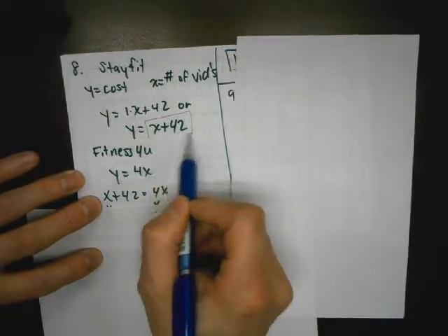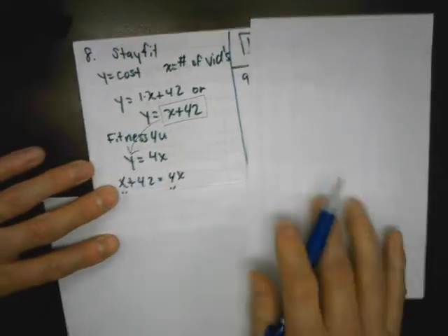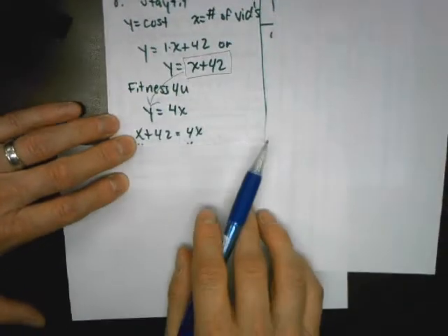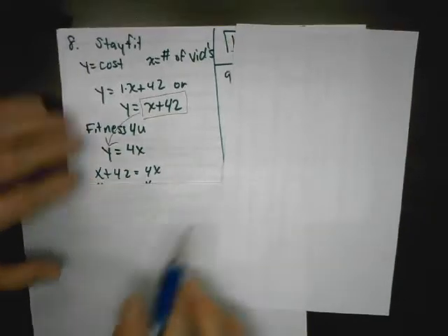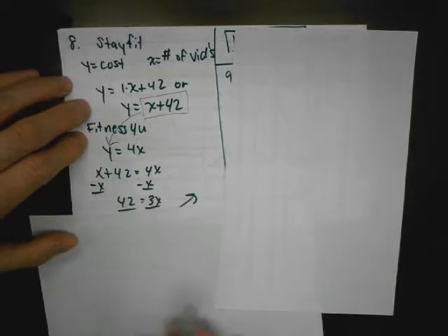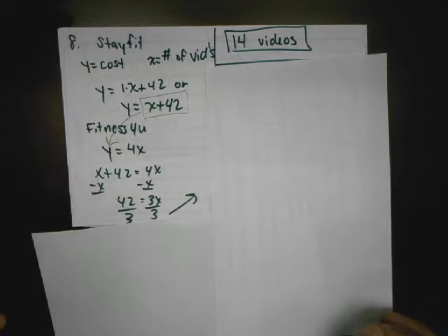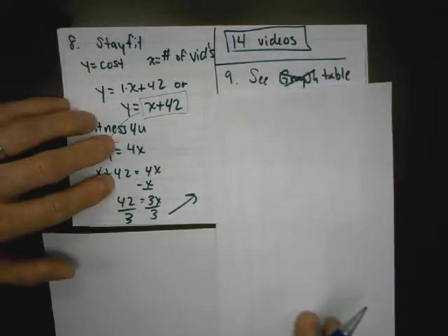I solve the system, right? Substitution method. This goes where the y goes. I write them equal to each other. This is finding x. In other words, the number of videos when they're the same, I make them the same. And so I subtract x from both sides. I get this equation, divide everything by 3, and I get 14 videos. After 14 videos, these two will charge the same.